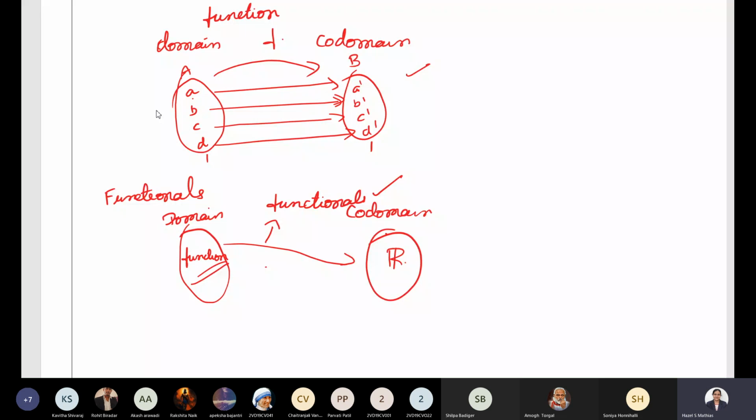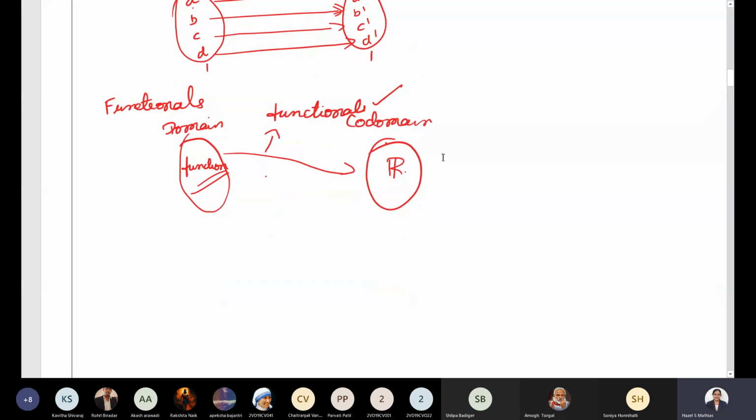I hope this concept of function and functional is clear. I hope you are able to differentiate between function and functional. In a function, you have elements in the domain, whereas in functionals the domain contains a set of functions. If each function in the domain is assigned a unique real value, then we can term that a functional. Any doubt in function and functional? No, ma'am. Okay, then now we will discuss more about this.